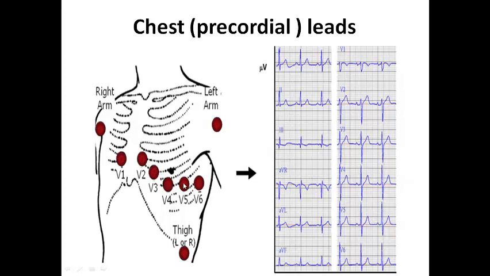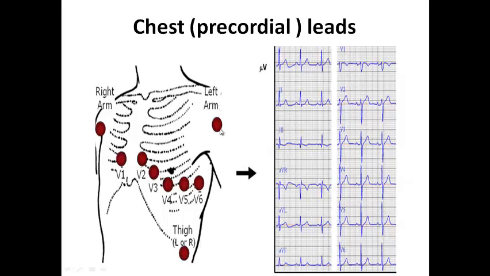V5 is in the same space, but at the anterior axillary line, and V6 is in the same space, but at the mid-axillary line. So we have 6 chest leads, and now we understand the position of these 6 chest leads. These are the leads that are put on the chest wall of the patient.